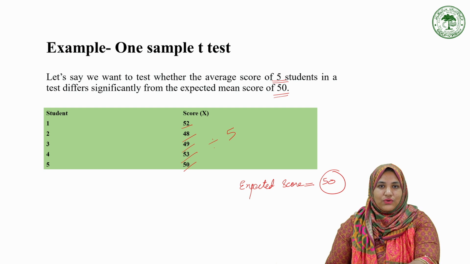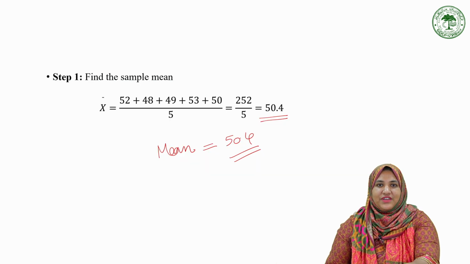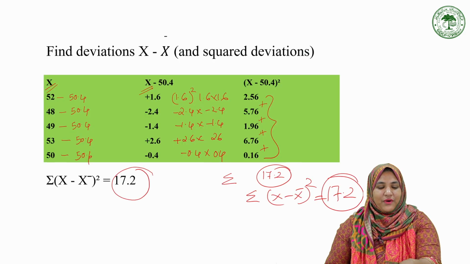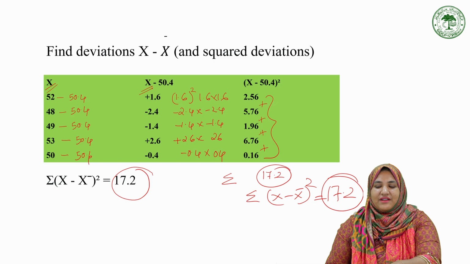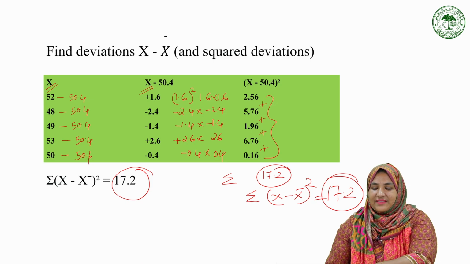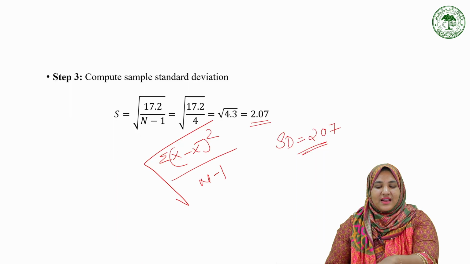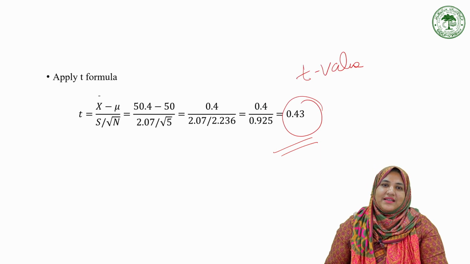We had the score of the student and we found the mean by dividing by the number of samples, and we got 50.4, and we had the score over here. We subtracted 50.4, that is the mean, from the score, and we squared it, and then we took the sigma, and by using that value we found the standard deviation, and then we applied it in the equation, and finally we got the t value.